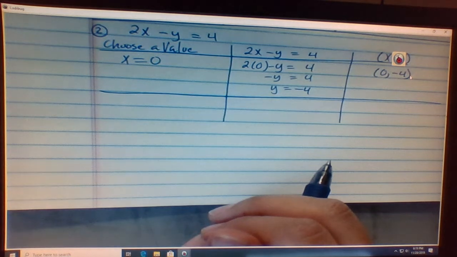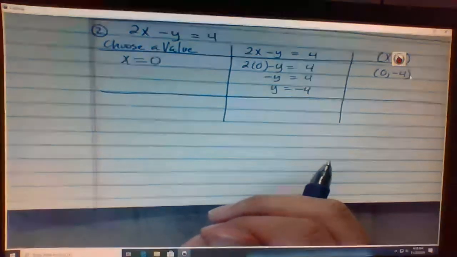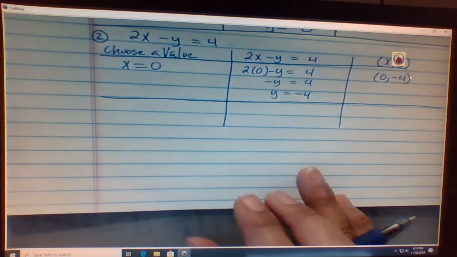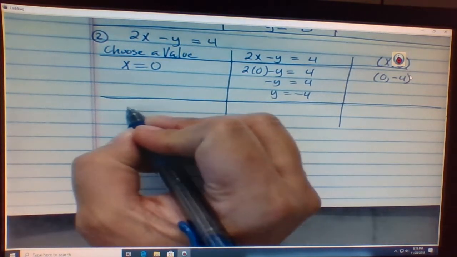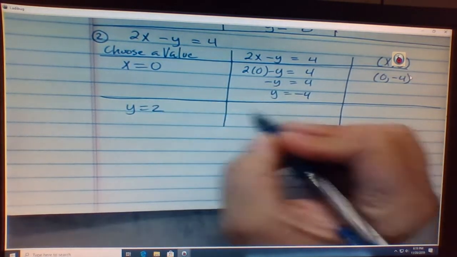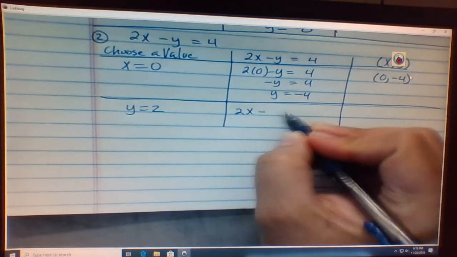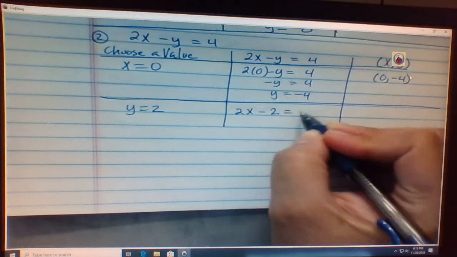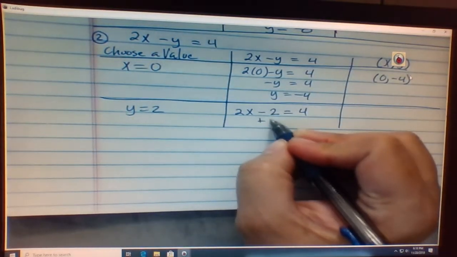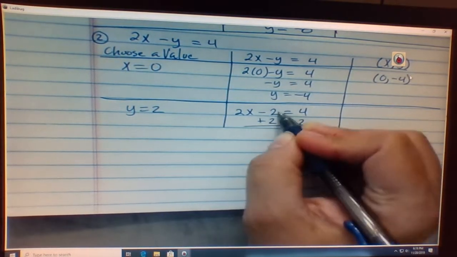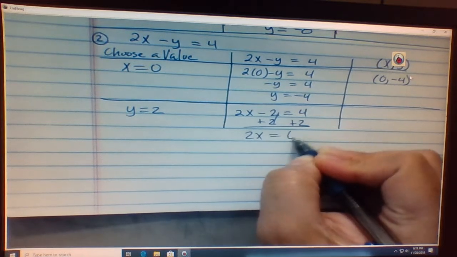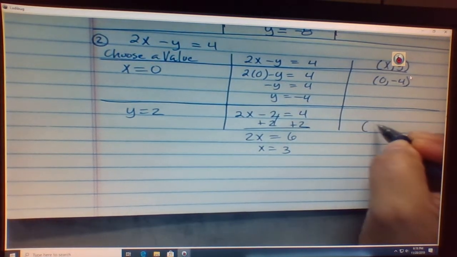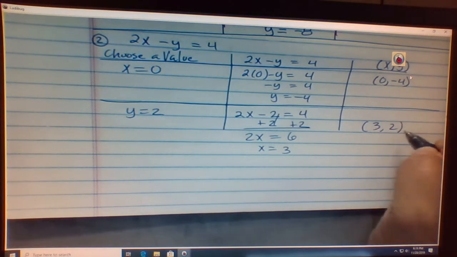Which number did you pick? I did x2, y2, and x4. Okay, let me try y equals 2. So I have 2x minus 2 equals 4. Did you add 2? I got 2x is equal to 6, so x is 3. And your point is 3, comma 2? Correct.